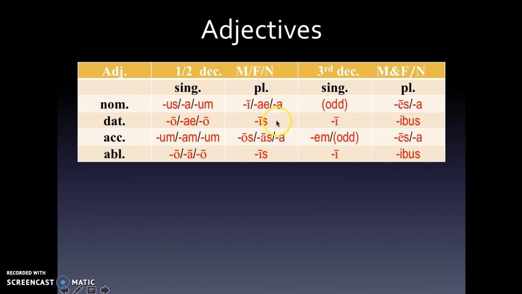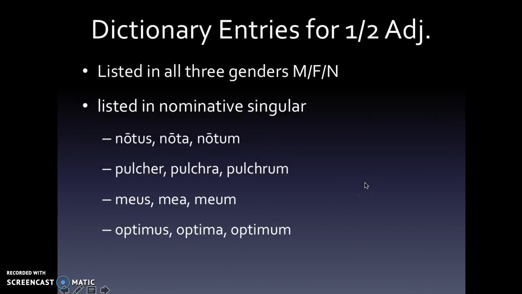There are a couple of cases where they're all the same for all three genders, in which case I only bother to list it once. Some people like to write it out 3 times, but for my purposes, I'll only write it out once. Now remember, I told you that there was going to be one difference in the third declension from the noun endings to the adjective endings. The third declension ablative singular is an E in the nouns, but here it's an accented I. Otherwise, it's exactly the same as your noun endings.